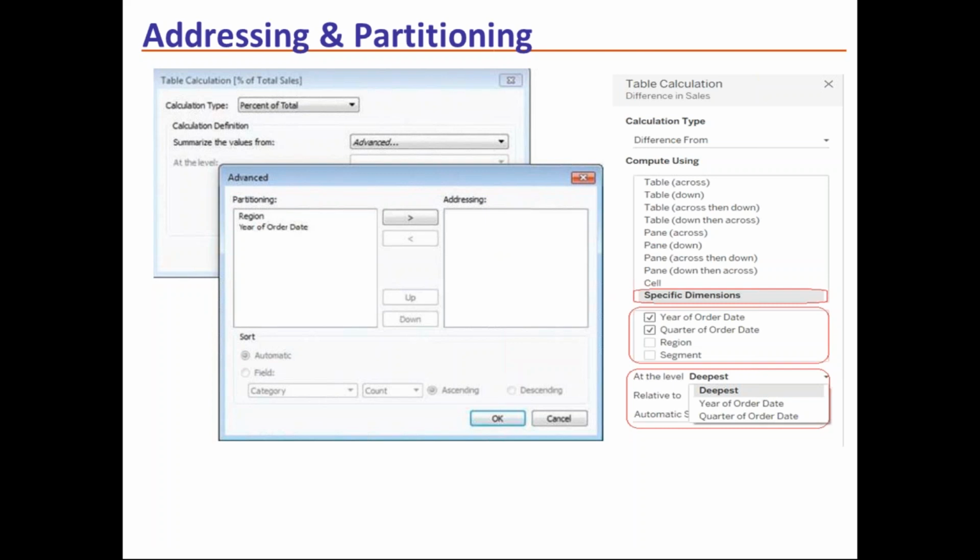Initially, whatever fields are there in your row and column shelves are always in the partitioning. Then you want to derive the direction, which flow you want. So you can move the fields from here to here, and position which one goes first. So here is basically how the partition happens.